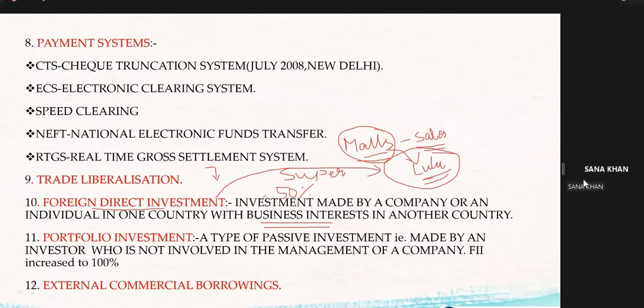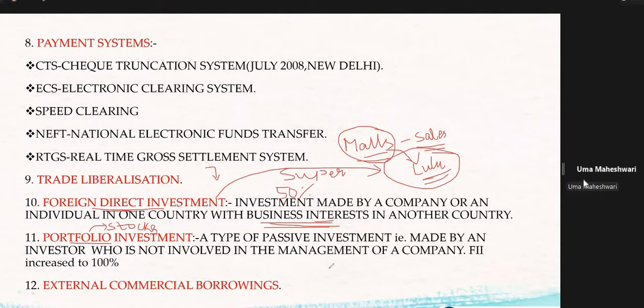Okay, so that is why FDI is nothing but when you are allowing people of some other country to have business interest in our country. Portfolio investment is if you are investing in shares, stocks, bonds, public deposits. Portfolio is nothing but your assets, your investments.